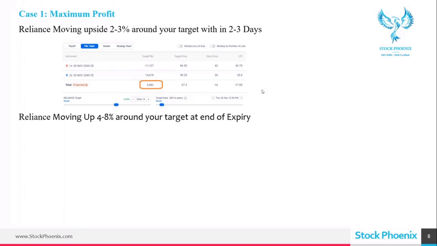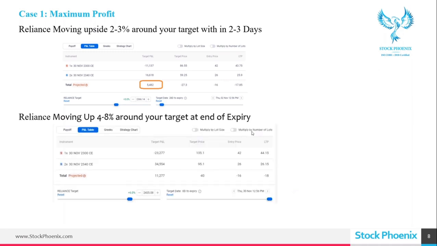Next. Reliance moving 4 to 8% around your target. So we are getting an exceptional movement. So whenever you have news in that particular stock along with the analysis, we can enable this strategy to predefine our risk so that all the options do not become zero. So stock is giving movement 6%.